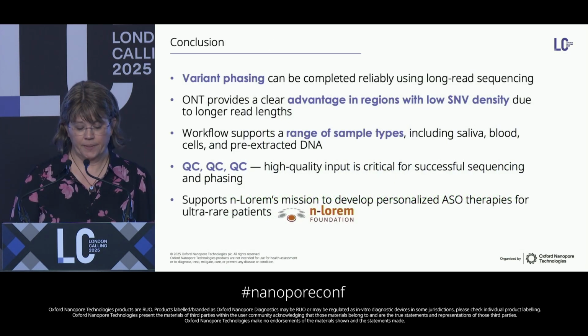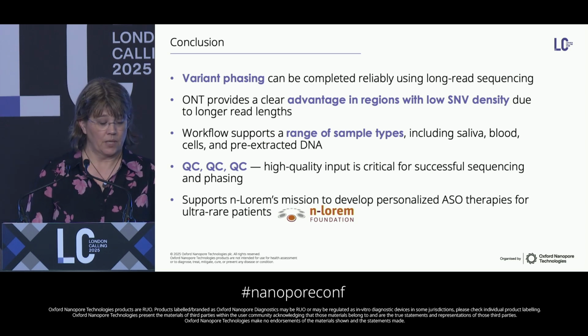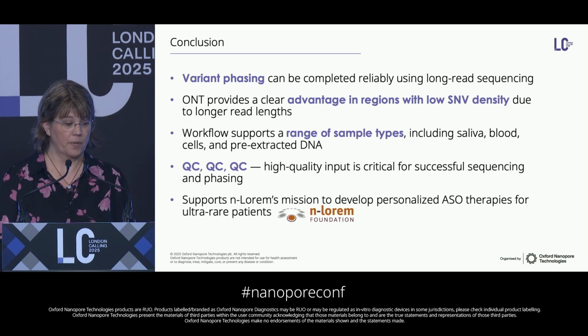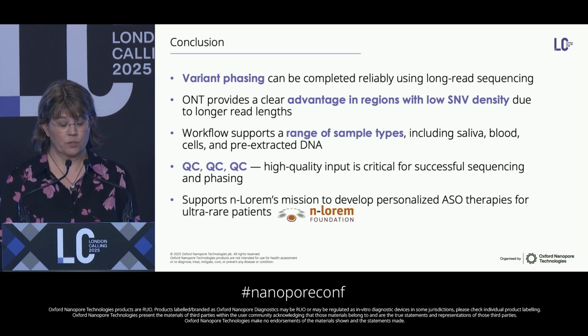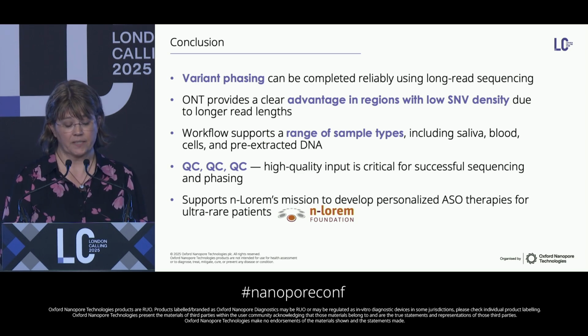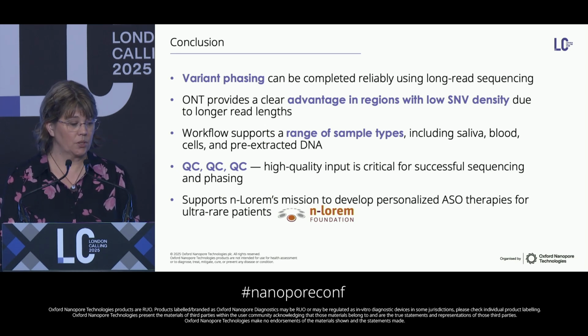And to wrap up, here are a few key takeaways from our work. Variant phasing can be done reliably with long-read sequencing. ONT offers a clear advantage in regions with low SNV density, thanks to its longer read lengths. This workflow is flexible and works across a range of sample types. And most importantly, good QC at the start makes all the difference when it comes to getting reliable long-read data.